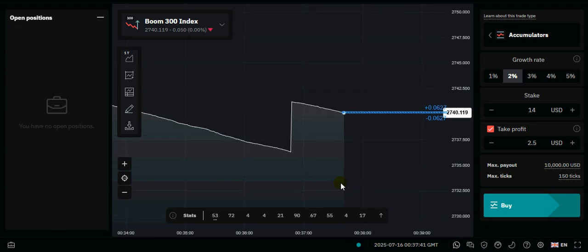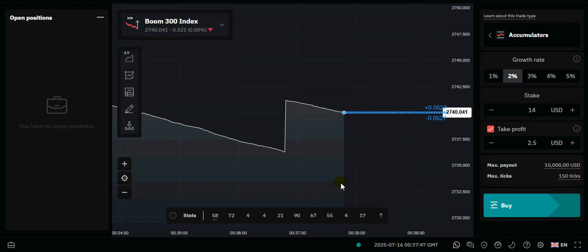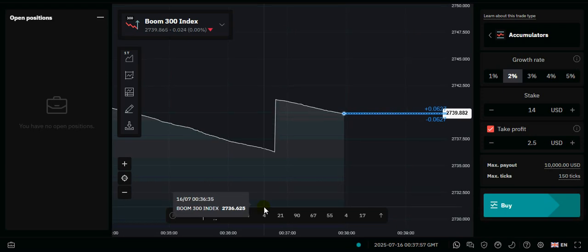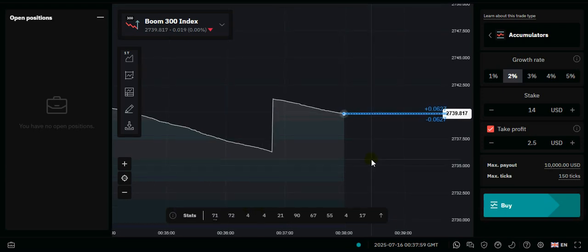We're trading the Boom 300 Index. We're trading the accumulator right here, and we're on the Deriv trader. So the thing is, we have to wait. Make sure you're watching the statistics because it's going to reset, and when it resets, we're going to buy. When it resets, you're going to see.